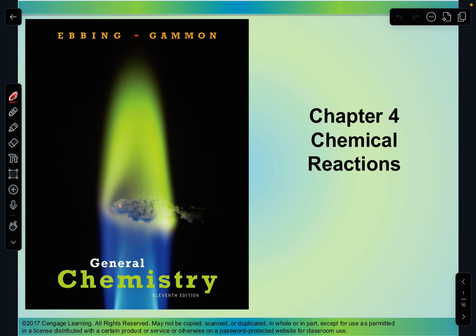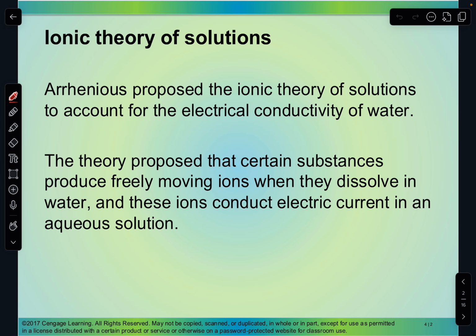Welcome back, everybody. So today we are going to go over week 4, which is going to go over different types of chemical reactions. So first, let's talk about the ionic theory of solutions. There's a man named Arrhenius, and we'll talk about him a little bit later on, but he talked about how the ionic theory of solutions is going to account for the electrical conductivity of water.